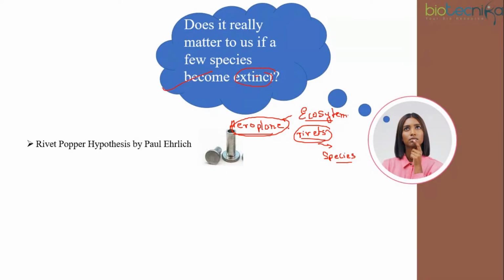And it is also important to know which rivet is being removed, which species has been lost. Like in an aeroplane, if you remove a rivet from the wings, obviously it will pose more threat to flight safety than if you lose a rivet from the seats or windows inside the plane. Now consider the rivet present in the wings to be a keystone species.